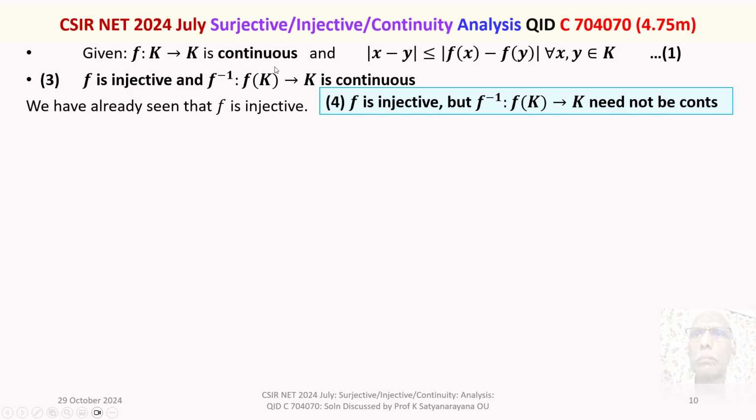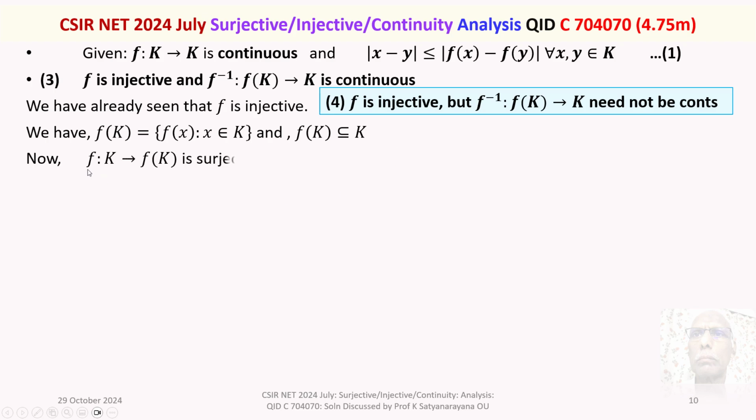Now, from f of K to K, this function f, that means will there be f inverse from f of K to K? So let's see that. We have f of K, that is the image of K under f, the set of all f of x, x belongs to K. So where will this f of x lie? F of x will lie in K. So that means f of K is contained in K. Agreed. F of K is contained in K. Now f from K to f of K is surjective.